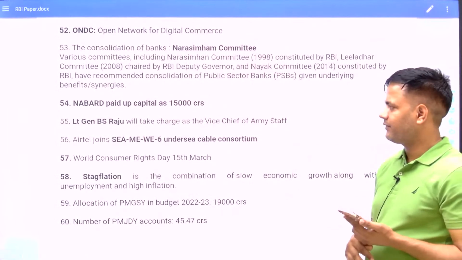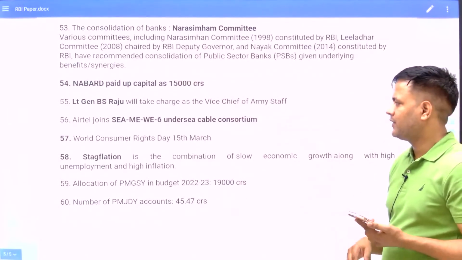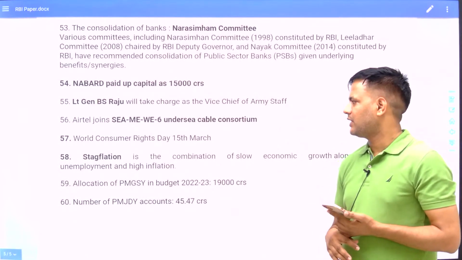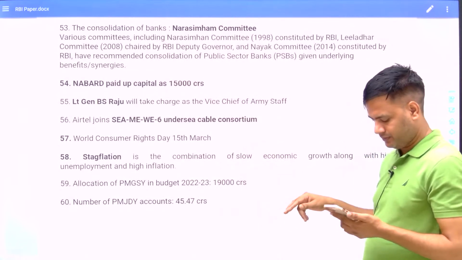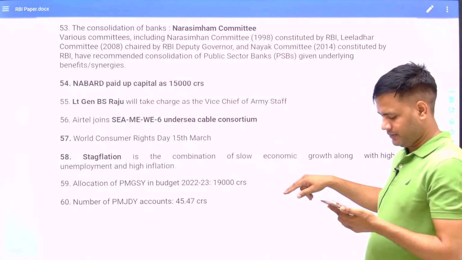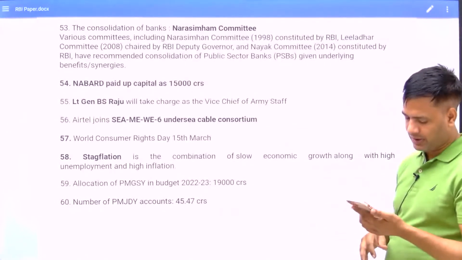Who will take charge as the Vice Chief of Army Staff? Lieutenant General B.S. Raju. Which company joined CMEV-6 undersea cable consortium? Airtel. Okay, it may be authorized capital.